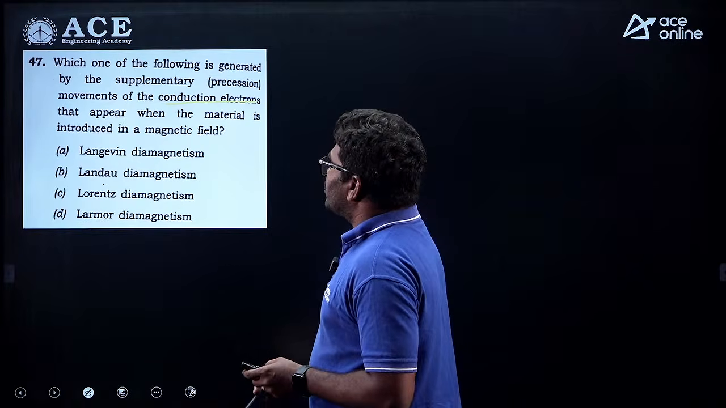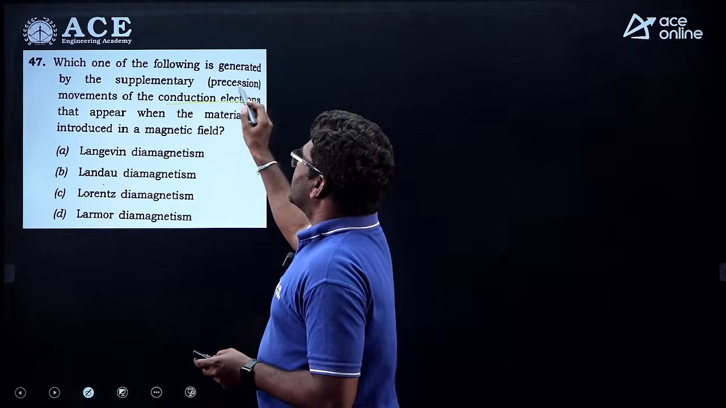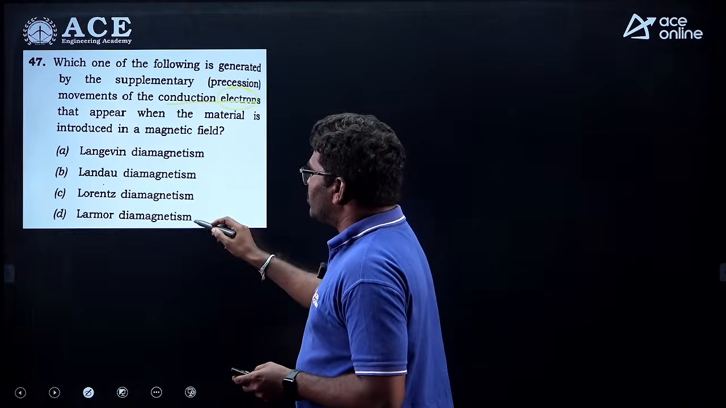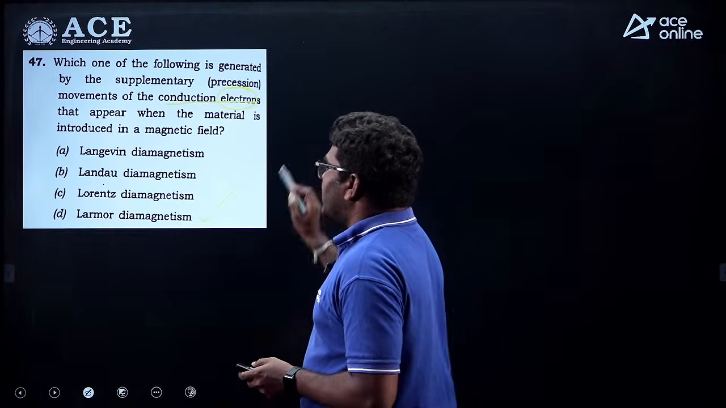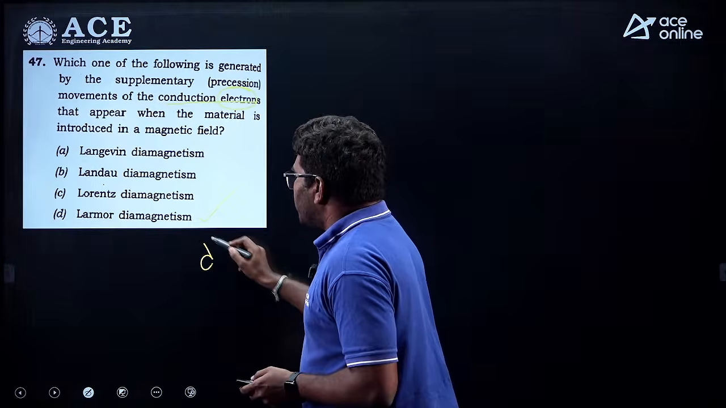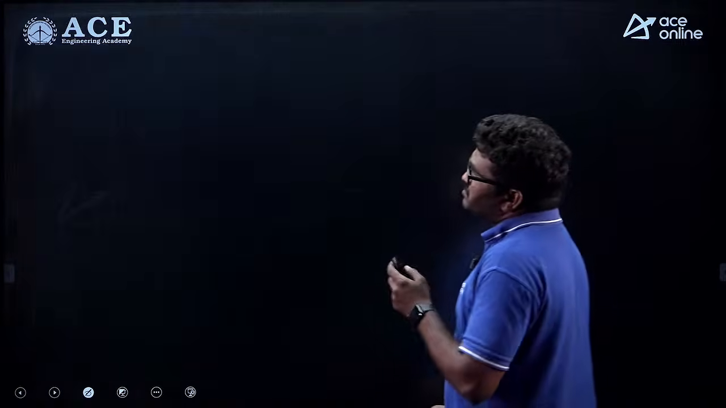So if you keep the material in a magnetic field, due to the electrons there is a magnetic moment that we call Larmor magnetic diamagnetism. So D is the correct option.